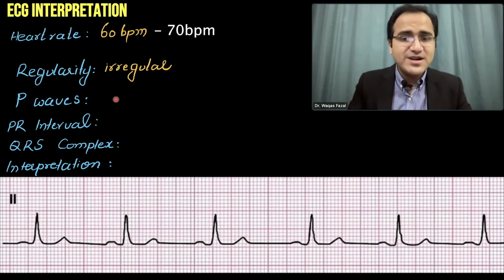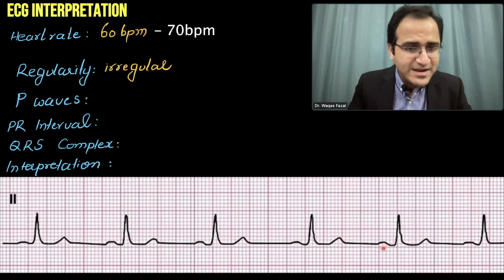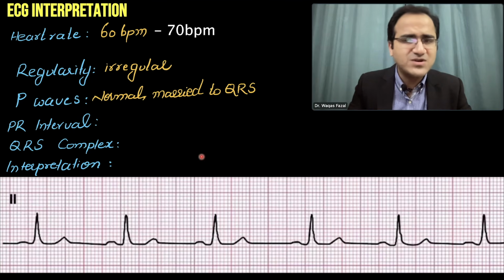This is an irregular rhythm. If you look at the P wave, it is round and upright, and the P wave has almost 2 small boxes. So it is married to the QRS complexes. The P wave is followed by the QRS complex. It is normal. It is married to the QRS complexes.